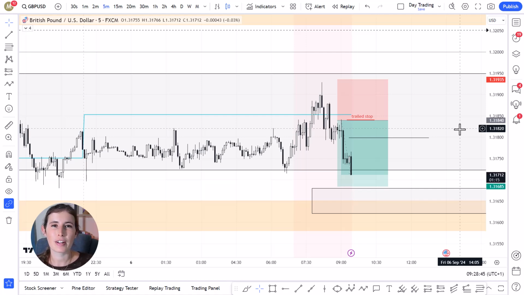Why am I using the 4-hourly? Because it has a higher authority than the faster time frames, the 5-minute, the 15-minute, even the hourly. The 4-hourly is more similar to the daily, but it is an intraday time frame.